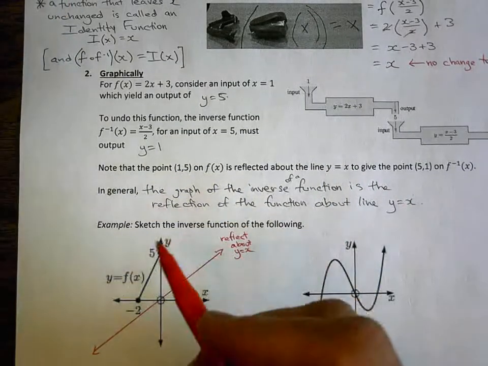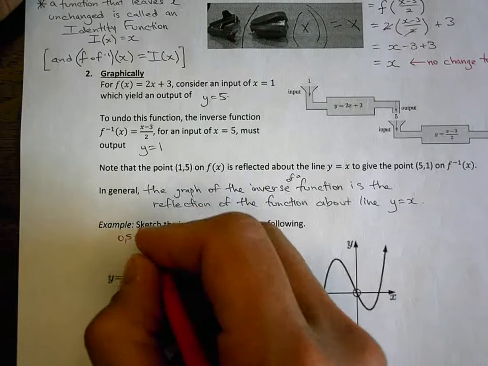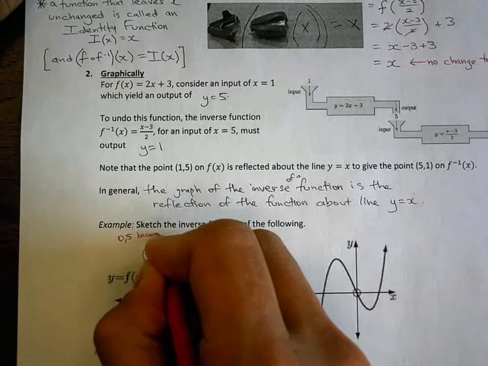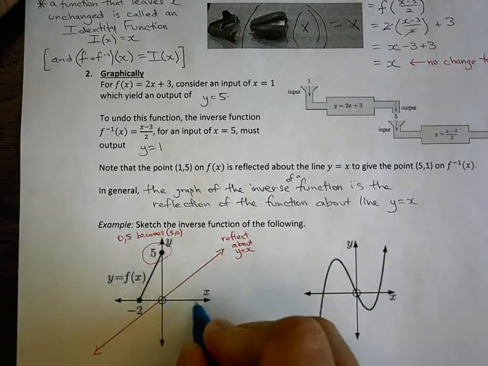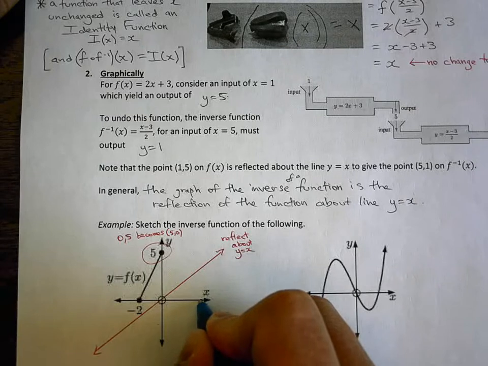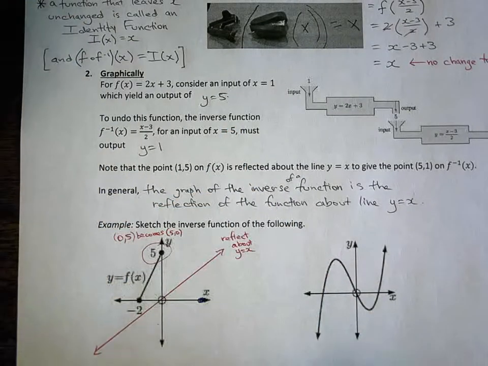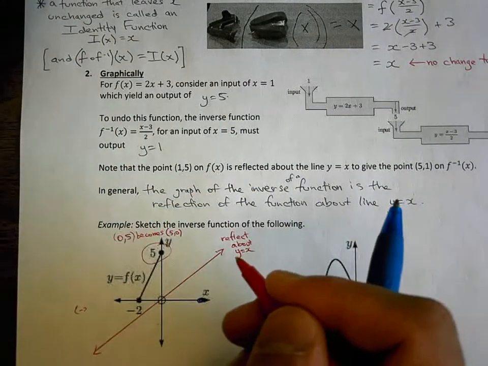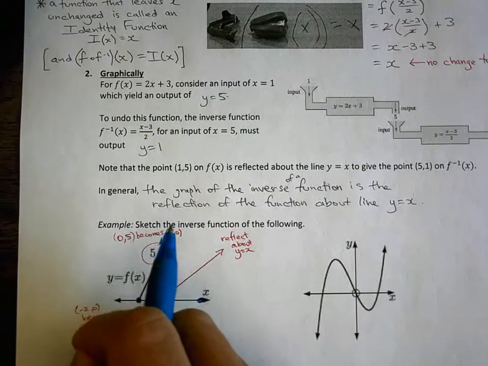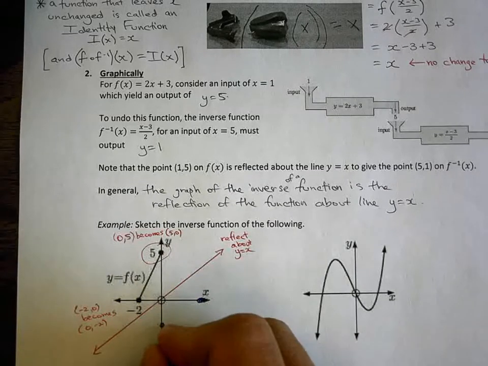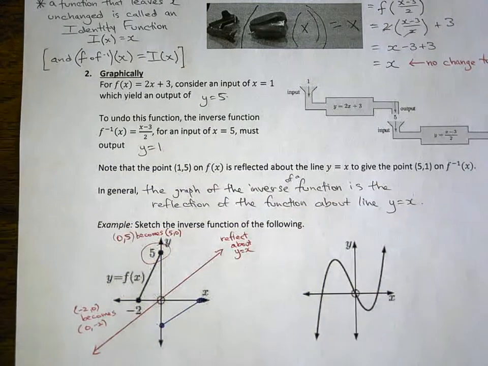Or I can look at each point and switch the x and y's. So this is (0, 5). That's going to become (5, 0) on my inverse. I'm going to do my inverse in blue. So it's going to be somewhere here. This point gets mapped now here. This point, negative 2, 0 becomes 0, negative 2. So it's here. Oh, and then it's very clear to me. I can draw my new line segment.